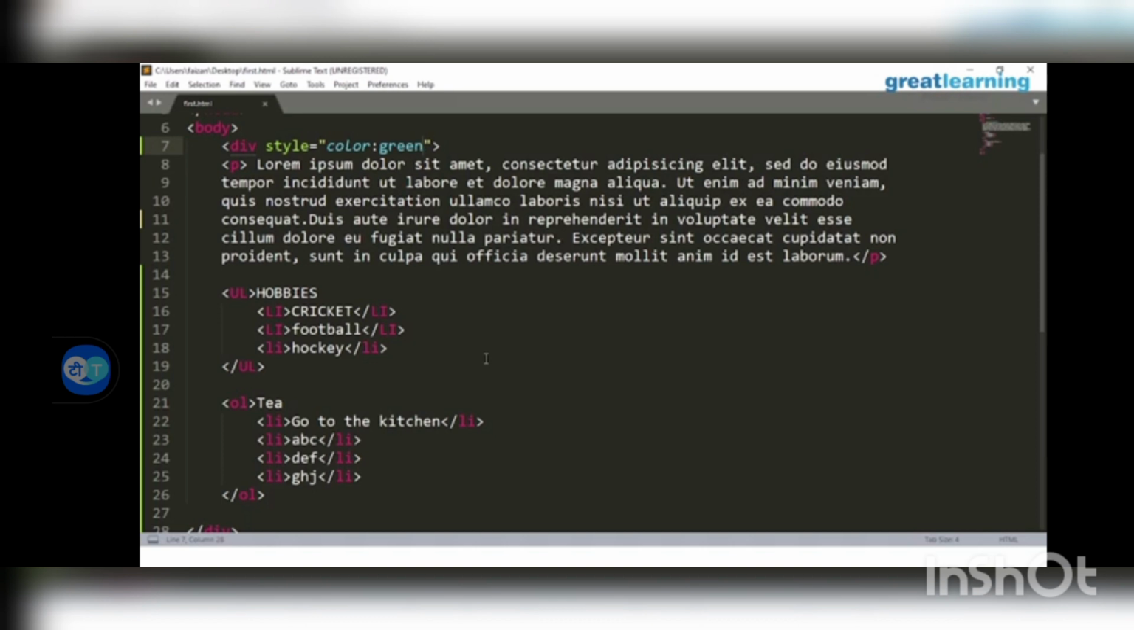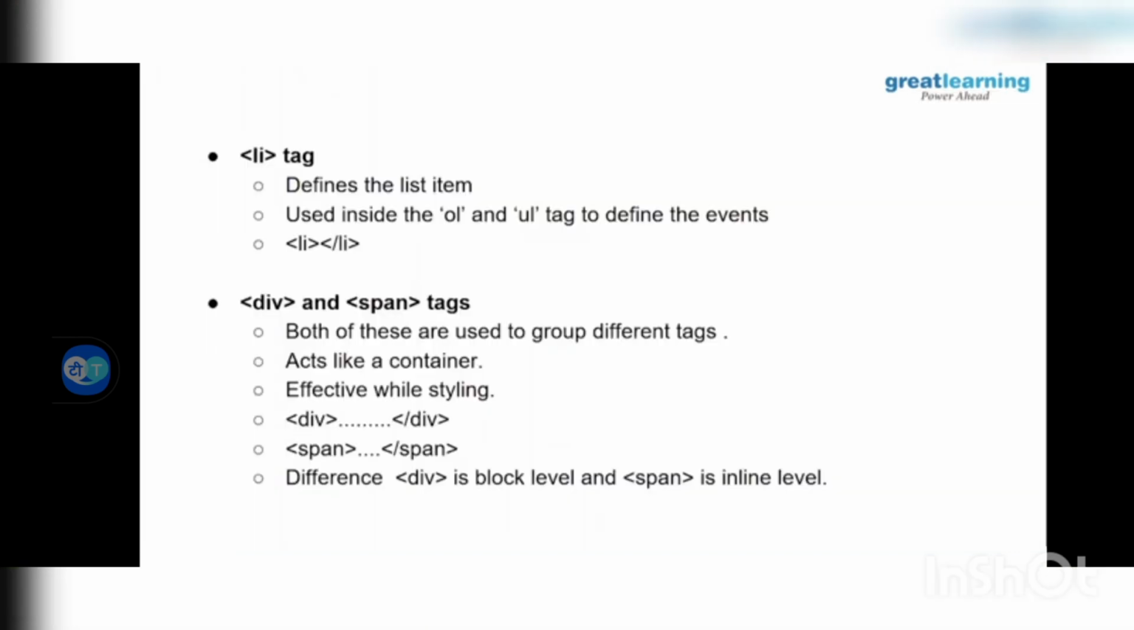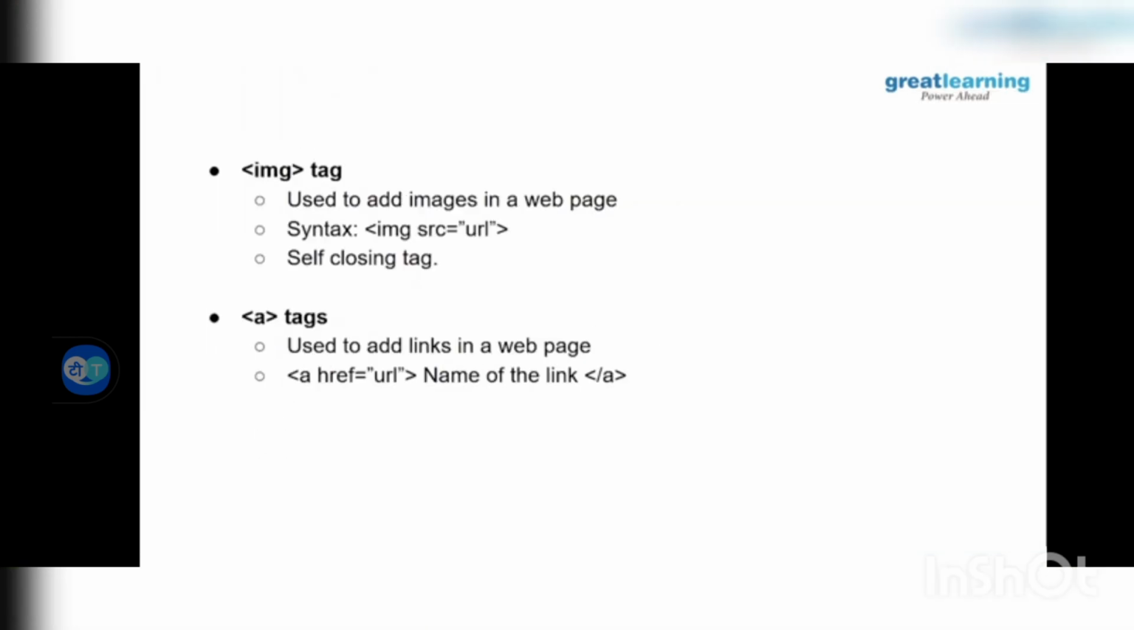Okay, and the only difference is that div is block level and span is inline, and both of these elements act as a container. That's the main similarity, and the main difference is that one of them is block level and the other is inline. Now let's talk about these two other tags that are here.